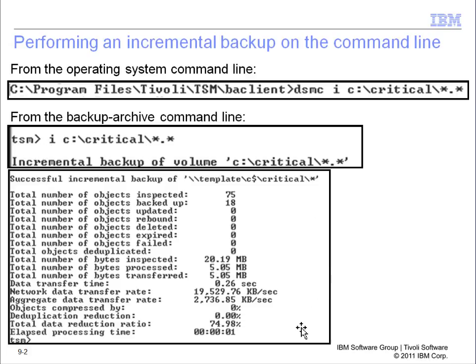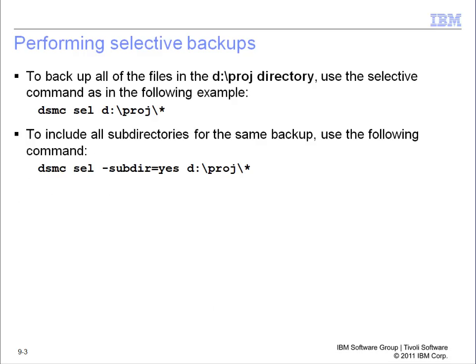This is the result. In this case, we had 75 objects inspected. 18 of them had changes, so 18 were backed up. For a selective backup, you would type S or SEL or selective, and then the name of your file and your directory path. To include all subdirectories for the same backup, you're going to use the -subdir equals yes option. In the command line, you're going to preface all of your options with the dash.